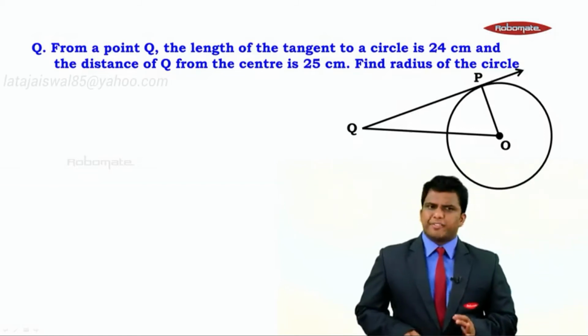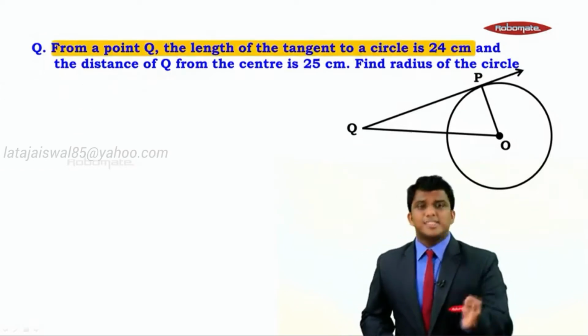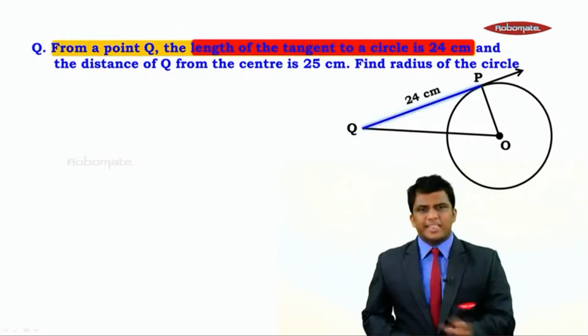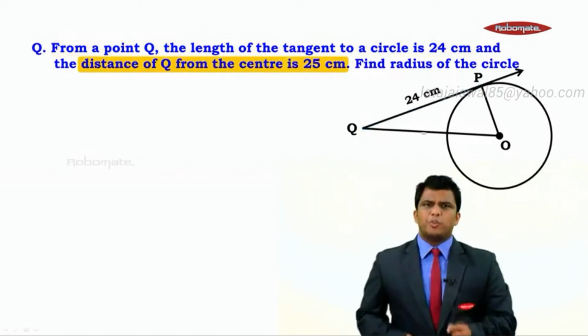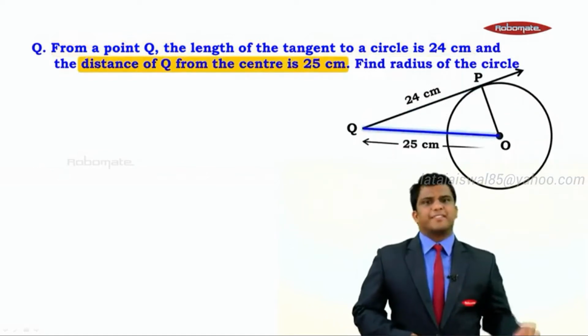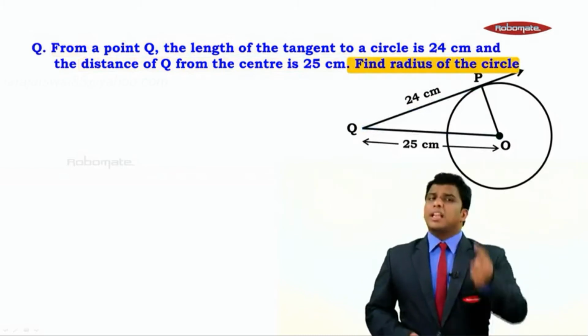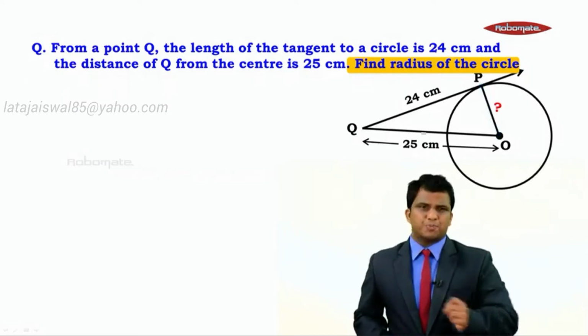Here, as you can see in the figure, the center is point O. First and foremost, the distance of Q from point P is given as 24 centimeter. It's a tangent whose length is 24 centimeter. And the distance of point Q from the center, that is O, is given as 25 centimeter. We need to find the radius of the circle. In the figure, PO represents the radius, so we need to find how much is PO.